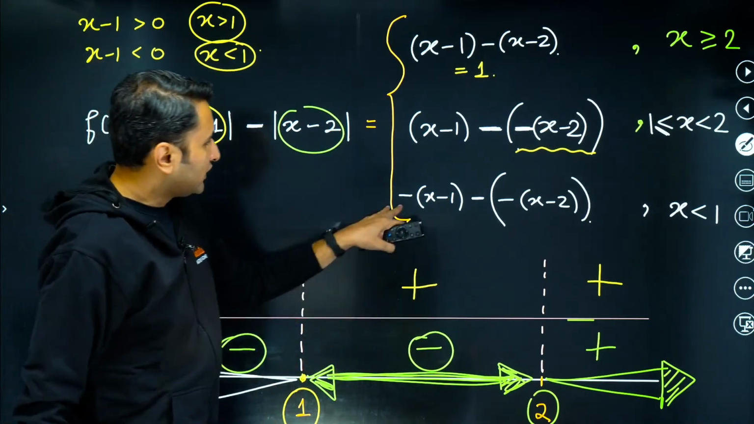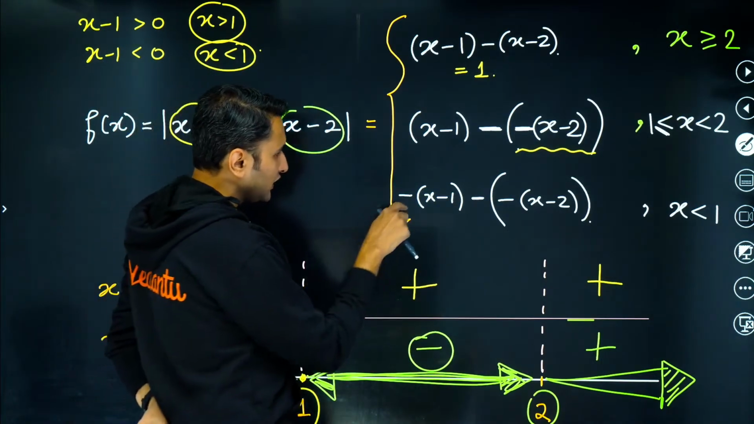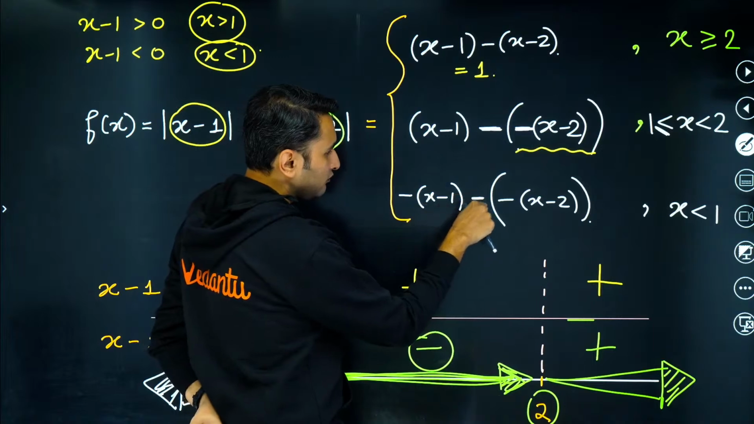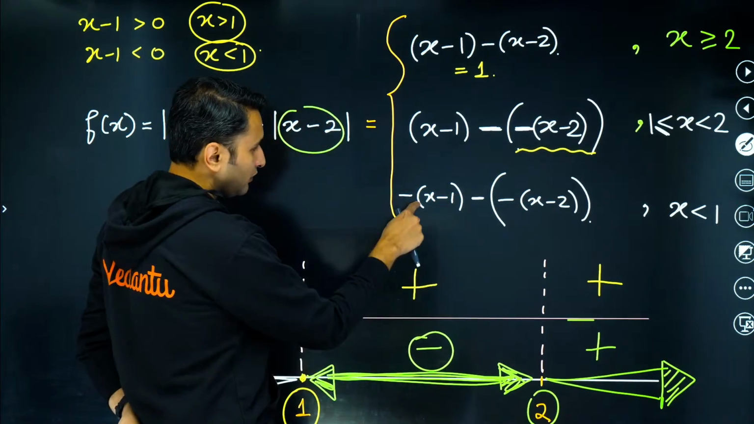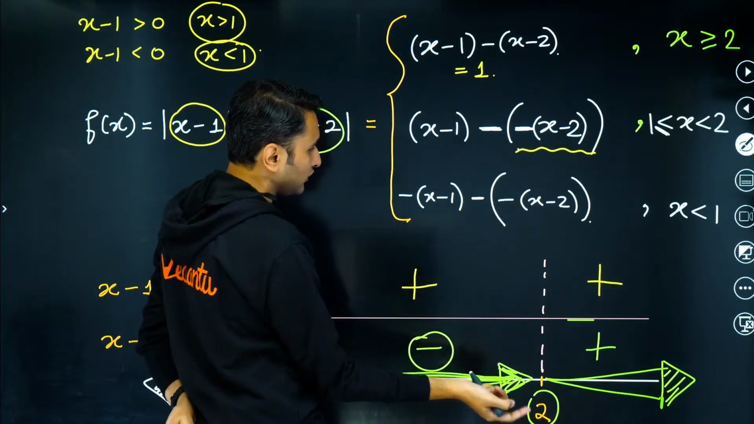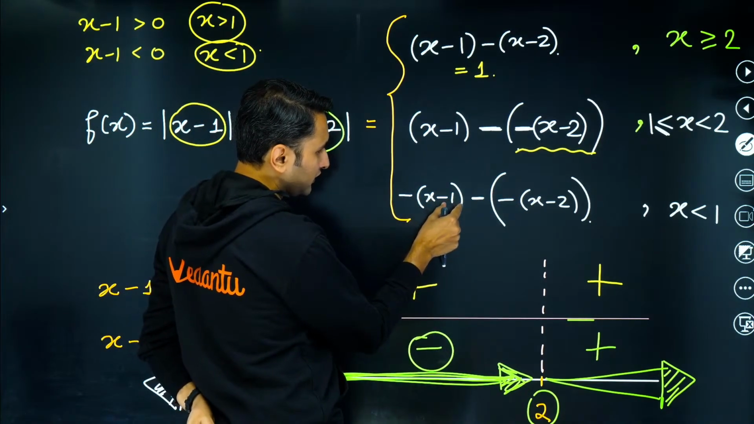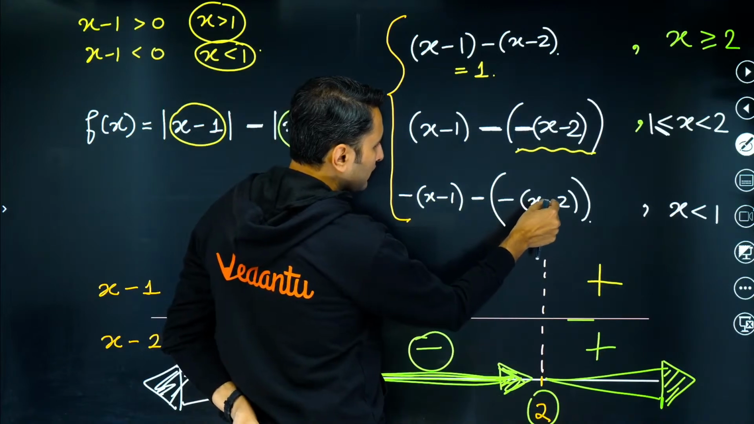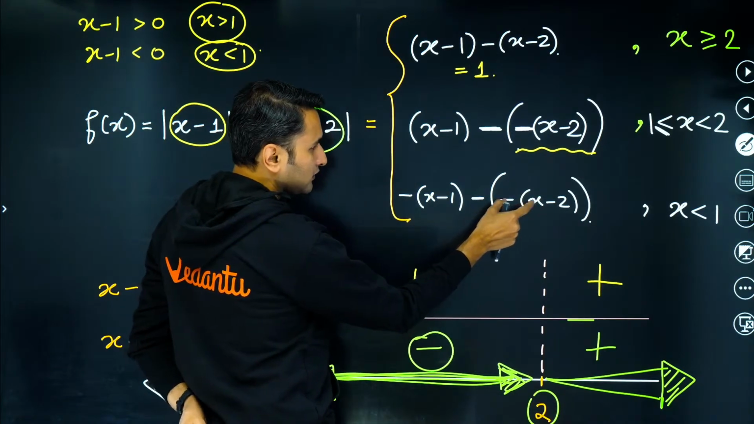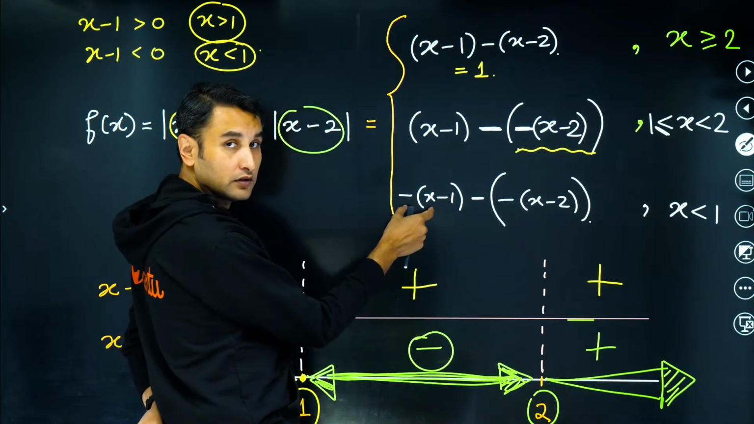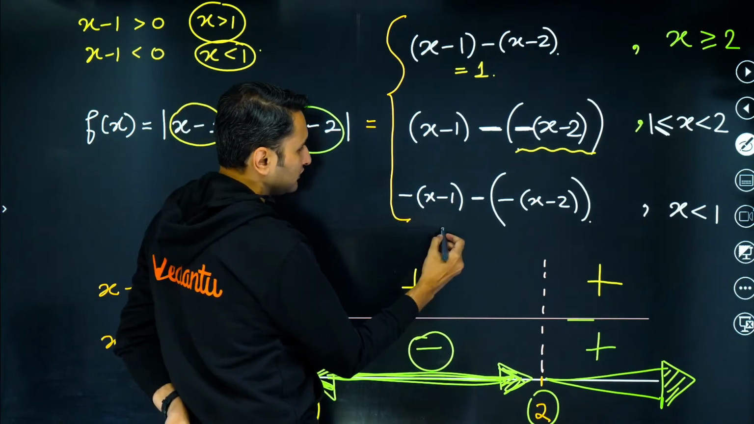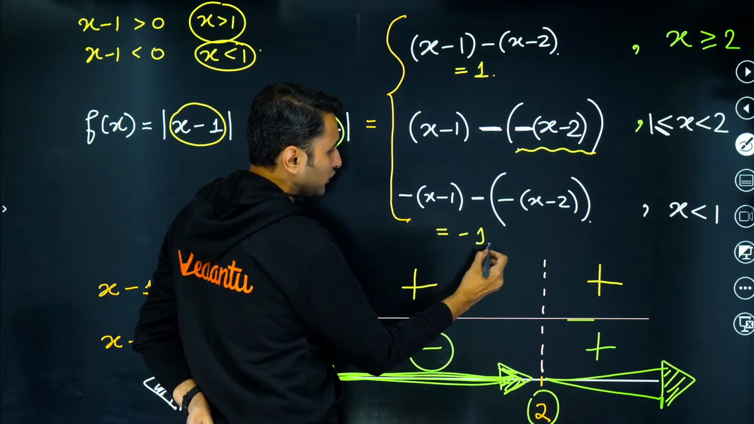Okay. Now let's look at this one. Minus x minus minus plus x cancels out. Then here it is plus 1 and here it is minus minus plus 2, minus 2, plus 1, minus 1. I'm just doing it verbally. You can do it on your own.